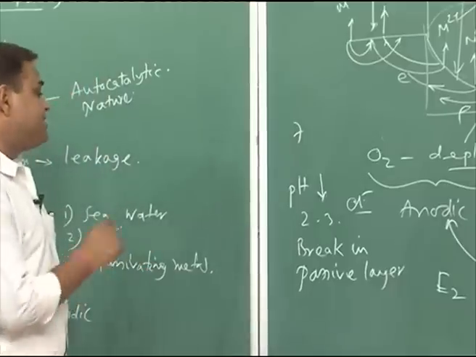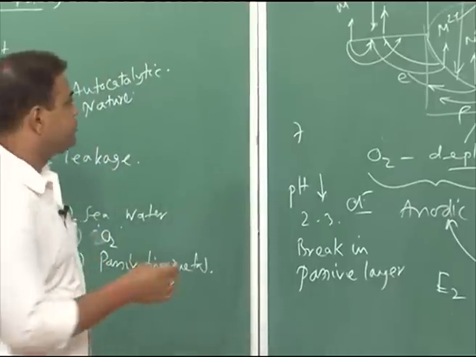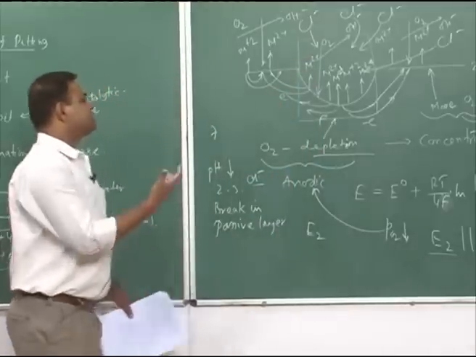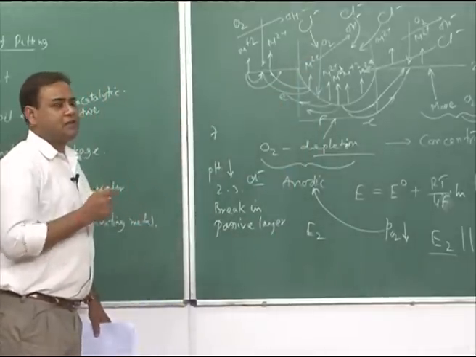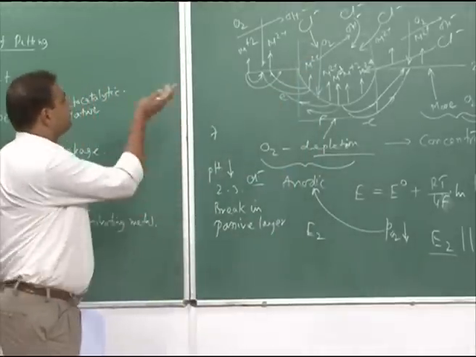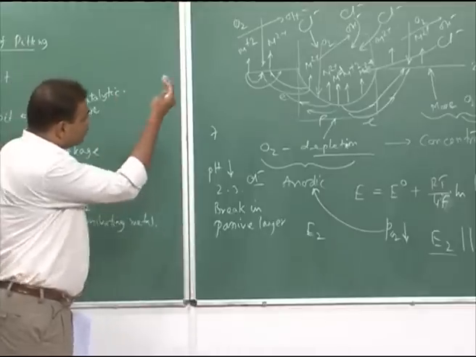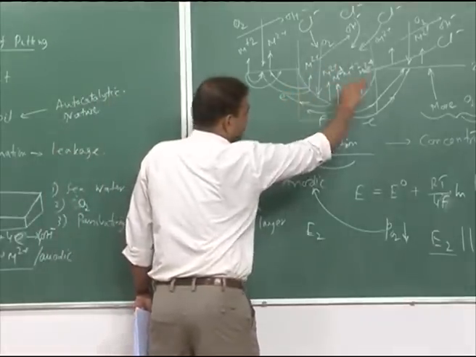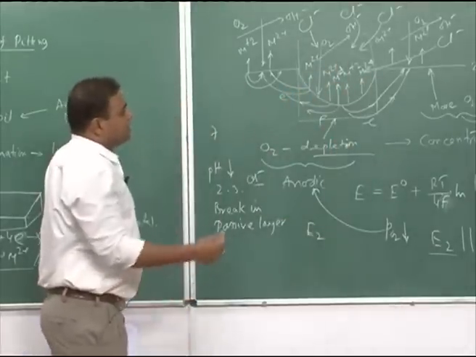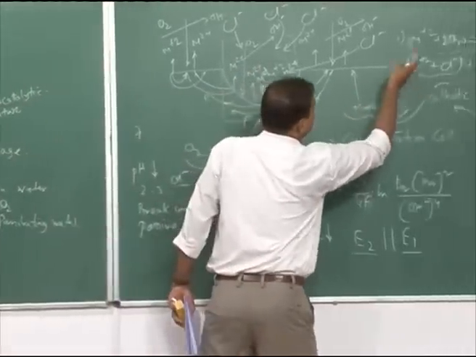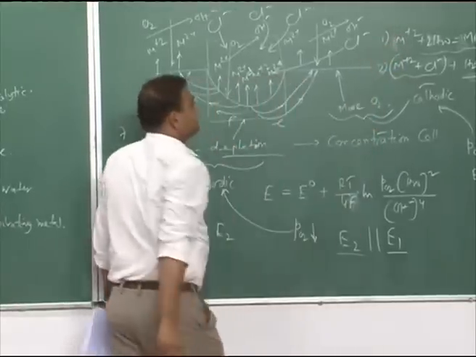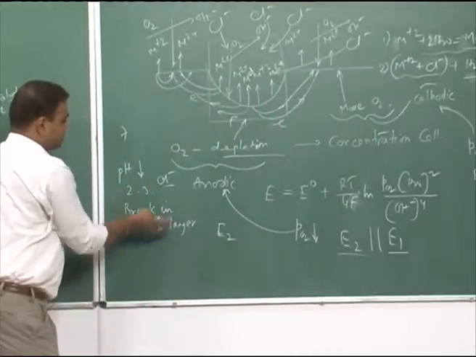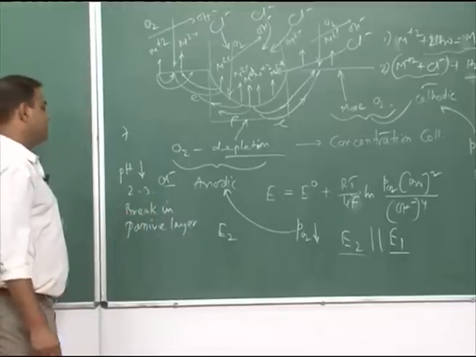So, a break in the passive layer, and this situation is continuously running. So, the situation becomes autocatalytic in nature. More and more metal ions come out, more and more chlorine ions go in. When more chlorine ions go in, there would be hydrolysis, and the metal ion itself can hydrolyze. So, there will be an increase in pH and chlorine ion presence, and a break in the passive layer.